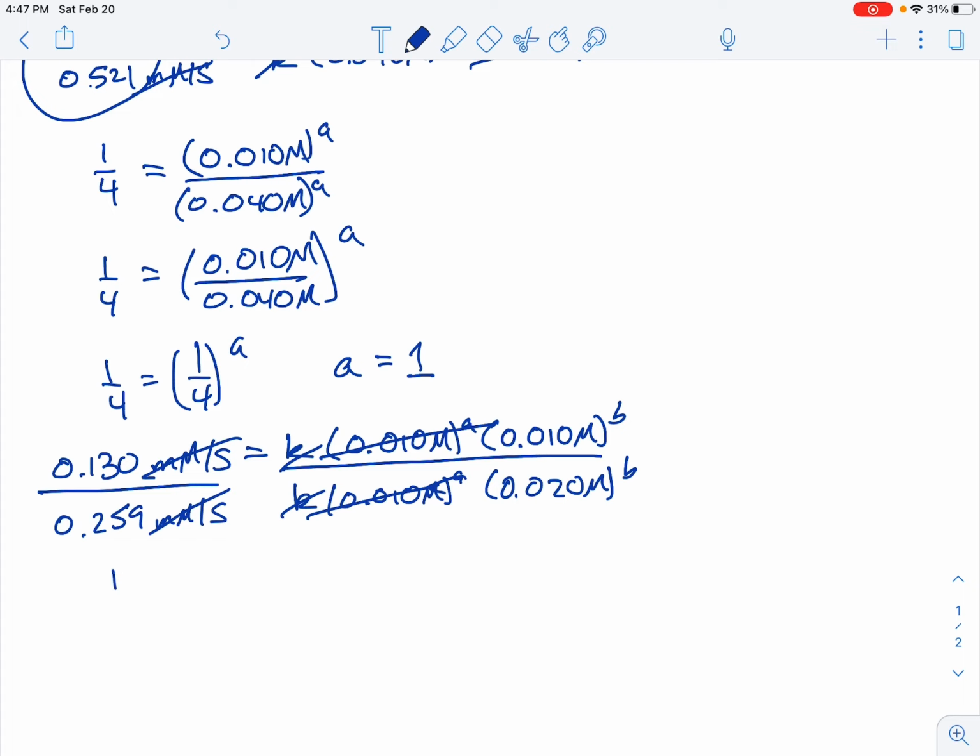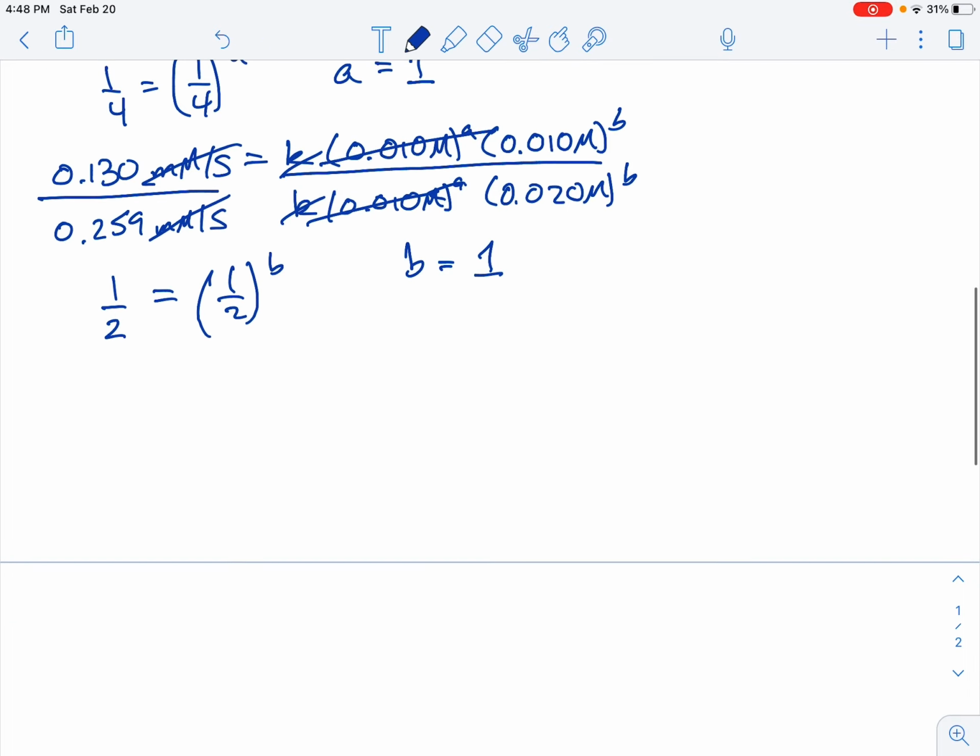Plugging this left-hand side in, you get about 0.5 or 1/2, and that's going to be equal to 1/2 to the B. So B is 1. So both orders are 1 here, right? So now we're most of the way home. We've got our orders. So we know now that the rate law is going to be rate equals K Cl2 to the first power O3 to the first power. And if you wanted to leave those powers off because ones are understood, that's fine too.